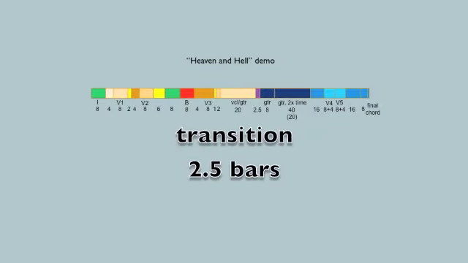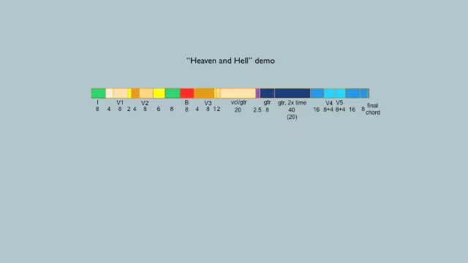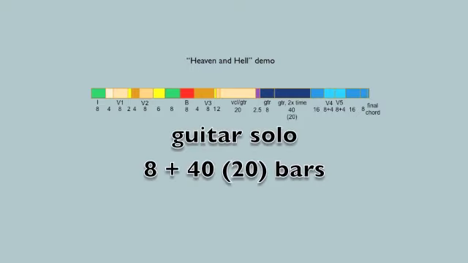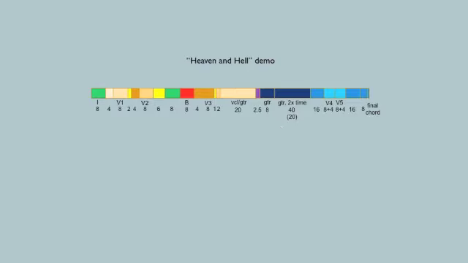The little purple-colored bit is a short transitional melody played by Tony and Geoff. Again, remember, Geoff is on bass here, not Geezer. It's only 2.5 bars long, or 10 beats. The next section, labeled in a deep blue, is a guitar solo over the lament progression. And you might recognize that from the solo in NIB. After 8 bars, the tempo doubles and the guitar solo continues over that same lament progression.